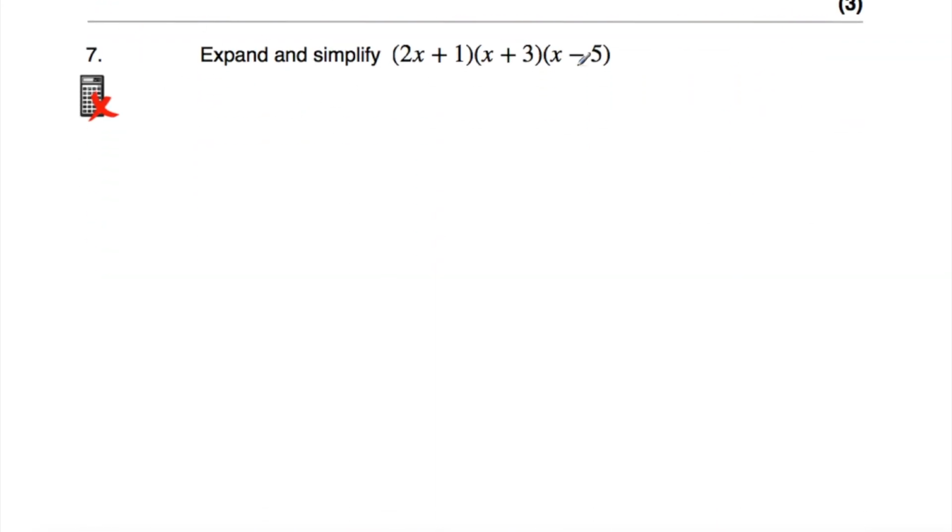Question number 7, I like these questions, is expanding three brackets. We've been asked to expand and simplify 2x plus 1, x plus 3, and x minus 5. If you want extra help on this topic, go to 69 days to go, and that video will go through expanding three brackets. In terms of a hint, expand the first two and simplify, then take that answer and multiply it by the last bracket, and again simplify, and that should give you your answer. Okay, let's have a look at our next question, question number 8.